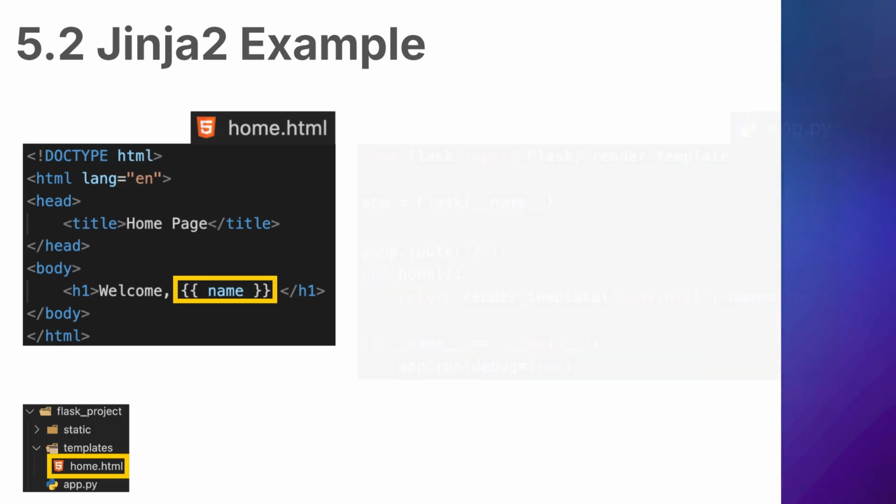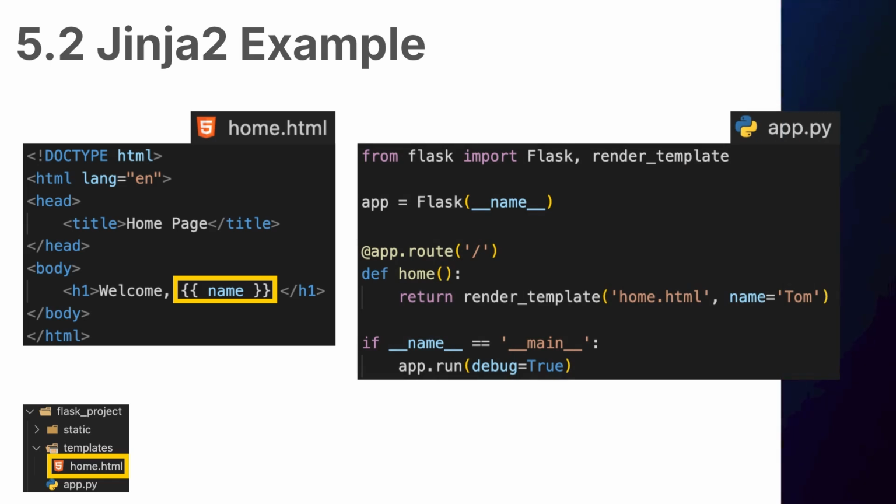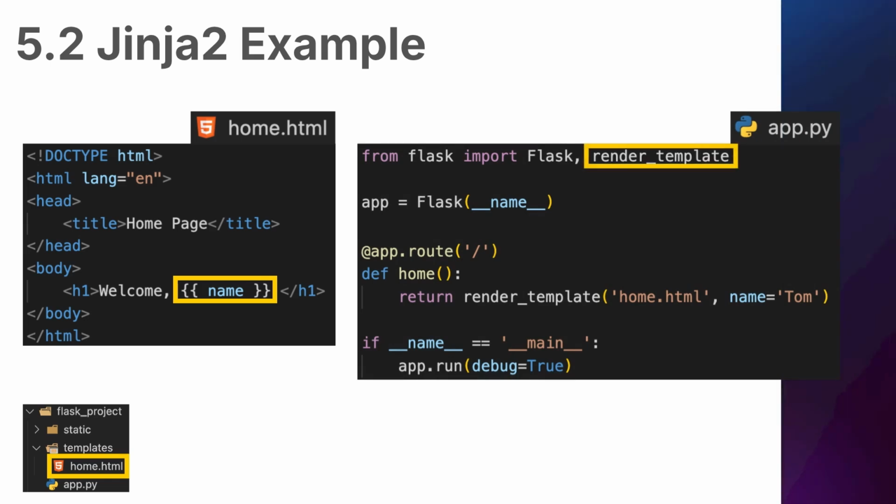Next, update the main Python file. You import two things from Flask. The Flask class to create the web app, and render_template to load and display HTML files from the templates folder.